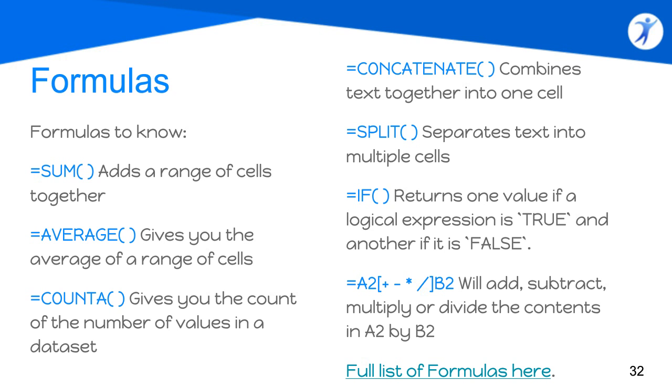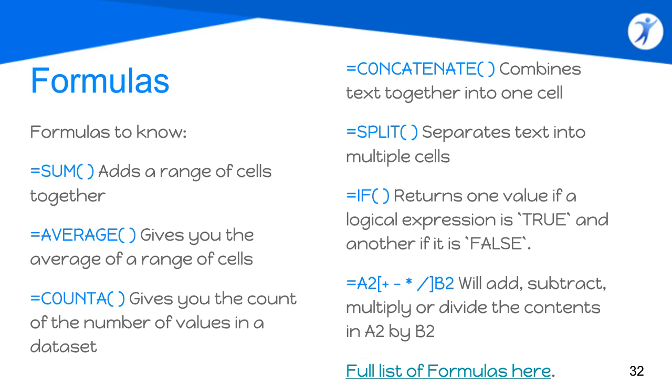The IF formula returns a value if one thing is true and if another thing is false. I think that'll be better explained on the example on the next page. And then you can also just do basic math. So if you wanted to say A2 multiplied by B2, so on and so forth, all you have to do is reference those cells. So here's the example of what I mean.